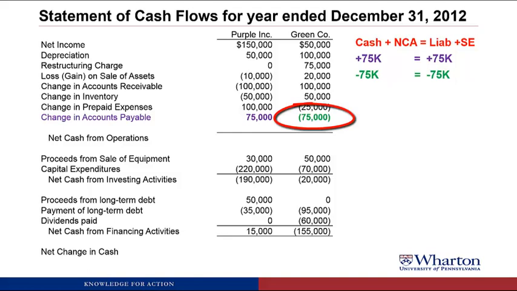What happened here is Green actually paid more cash to their suppliers than they acquired new inventory on account. And that actually makes sense because we actually saw their inventory reduce. So those two often go together. Inventory as a source of cash is often accompanied by accounts payable as a use of cash, as you're paying off more creditors than you're adding in new accounts payable.